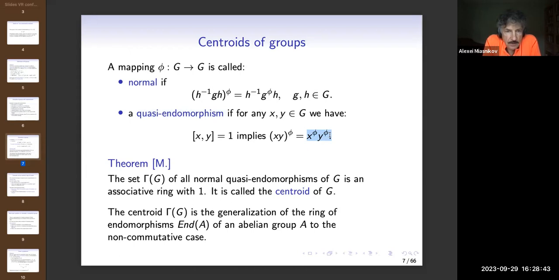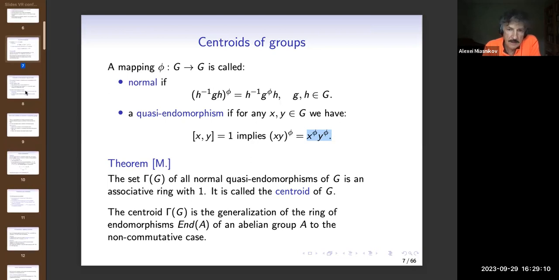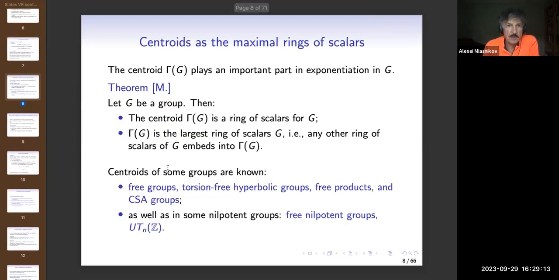So it turns out that if you consider gamma of G, the set of all normal quasi-endomorphisms of G, it is an associative ring with identity. This is the centroid of G. It's not difficult to prove; it's actually quite easy. But an important property is that for any group G, the centroid is a ring of scalars for G. In other words, G is a gamma G group.